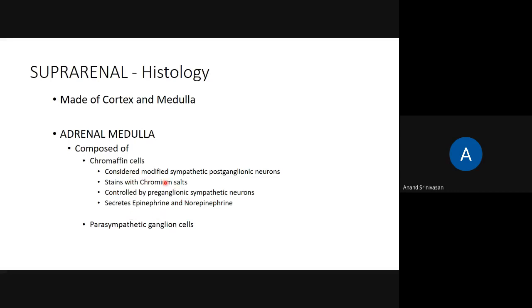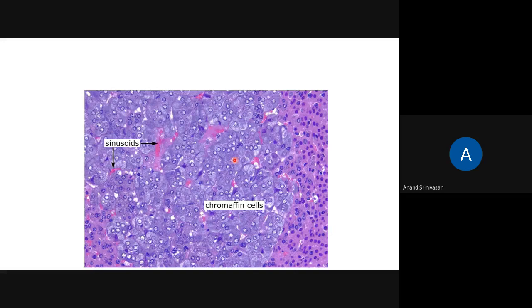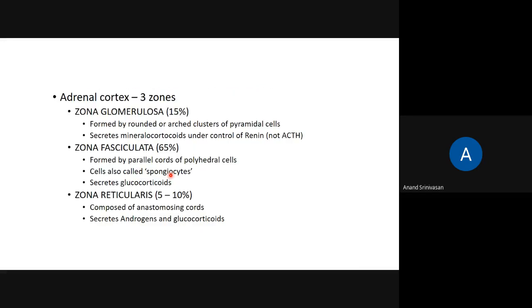So that's about the chromaffin cells, because they stain with chromium salts and are considered modified sympathetic postganglionic neurons. The other cells present in the adrenal medulla are parasympathetic ganglion cells. So apart from sympathetic postganglionic neurons, there are some parasympathetic ganglionic cells as well. This is how the chromaffin cells look under the chromium salt. This is the histological picture of the suprarenal gland.